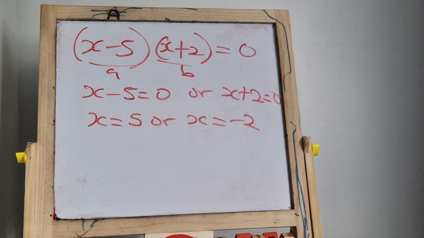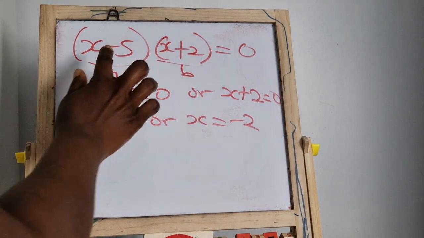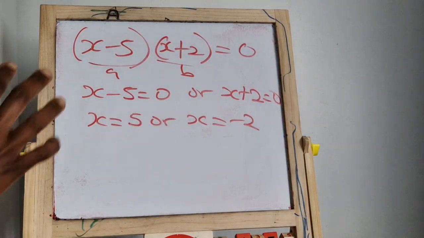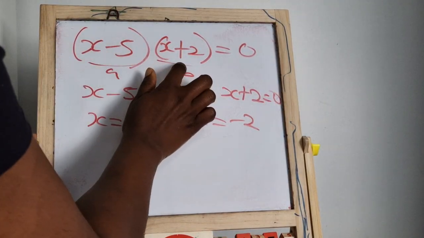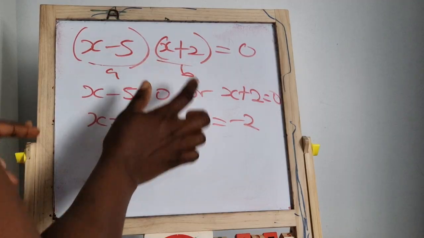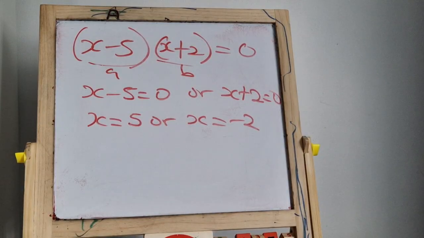So this is where students make the mistake. When they see a question like this, what they do is expand. If you go ahead and expand, it's like you are just taking yourself back to square one. So instead of expanding, once you see something like this, just apply the zero rule and get the value for x.